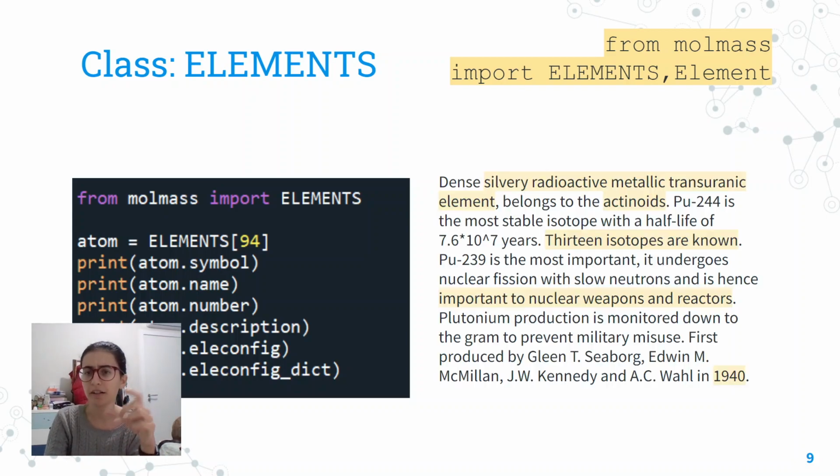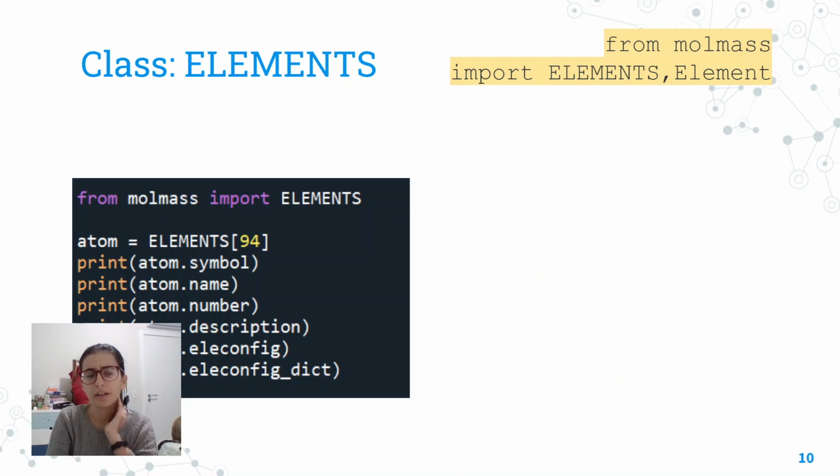Also the description that it gives, like a big text, is very interesting to read. So plutonium is a dense silver radioactive metallic transuranic element. It belongs to the actinides family, the one at the bottom of the periodic table, like the ones that are normally off the table. It has 13 known isotopes, and it's very important to nuclear weapons and reactors, and it was discovered in 1940. We also saw the electron configuration of it.